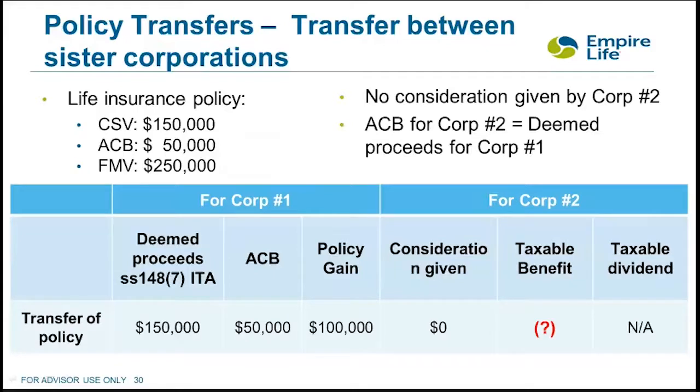The question of whether a taxable benefit is realized by Corporation 2 is not as clear as in the other transfer situations that we've looked at before. Since Corporation 2 is not a shareholder or an employee of Corporation 1, benefits as shareholder under Section 15 of the Tax Act or employee under Section 6 of the Tax Act would not normally apply to Corporation 2. But is that the end of the issue? Can we conclude automatically that such a transfer does not result in any taxable benefit?